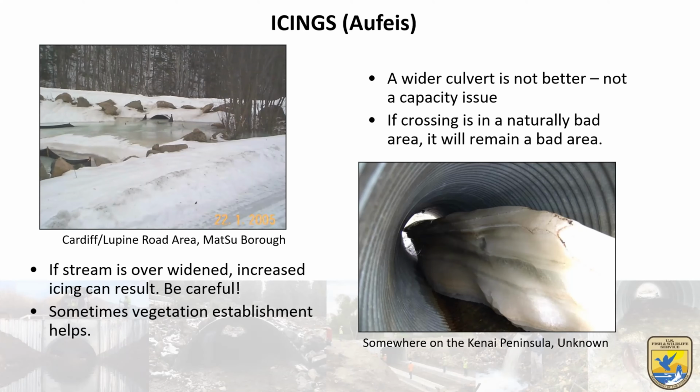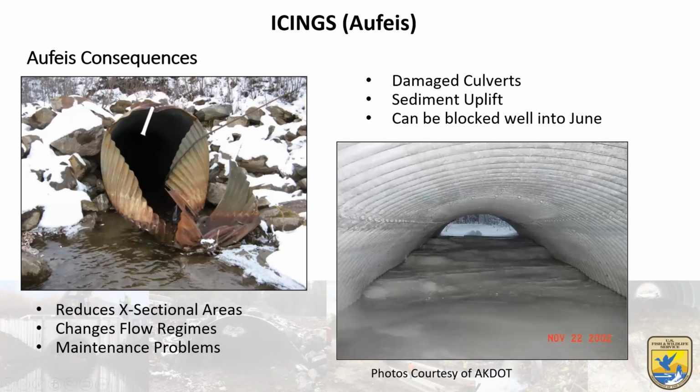What would help here is probably a nice little low flow channel underneath this that can concentrate some of the heat and have a little opening down at the bottom of this ice as it's melting. Some of the consequences, of course, are you can mess your ends up pretty bad. You can have sediment uplift, and things can be blocked into June or later. Especially bad up on the North Slope in places as well.